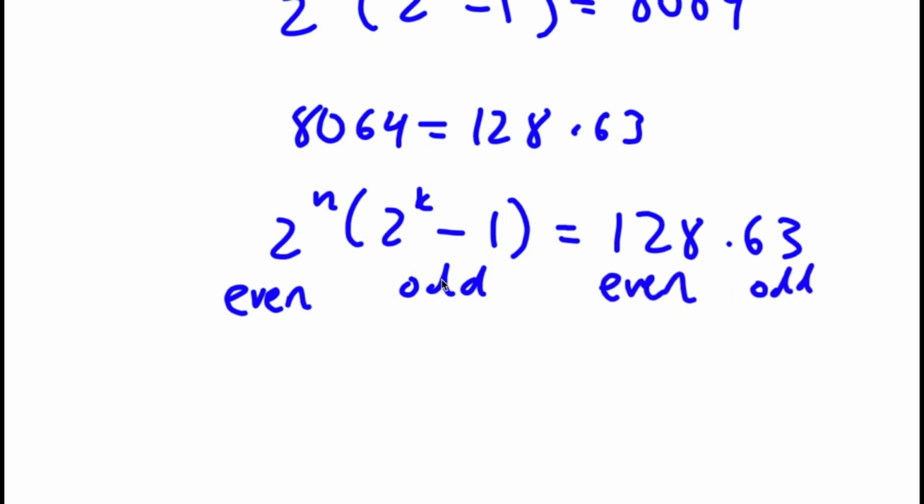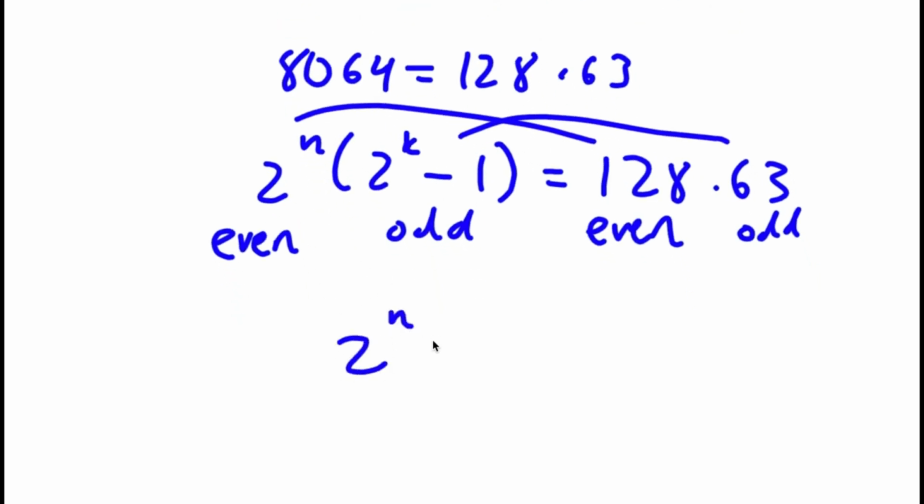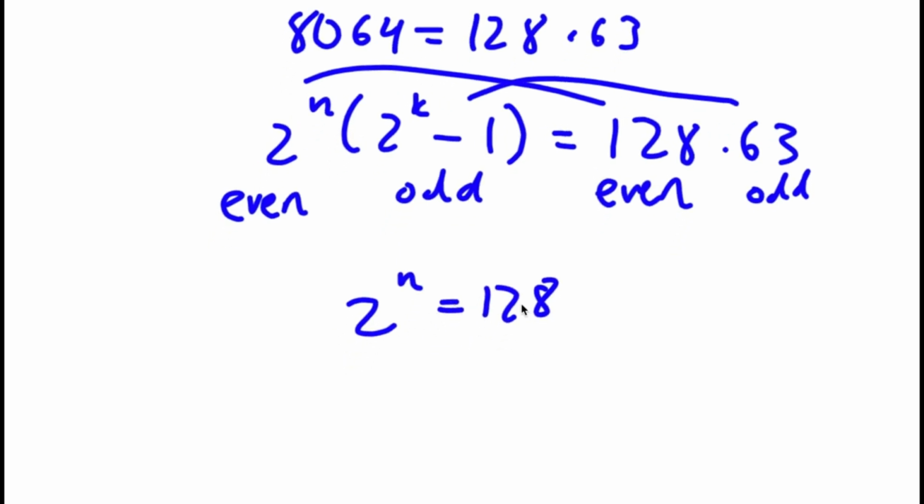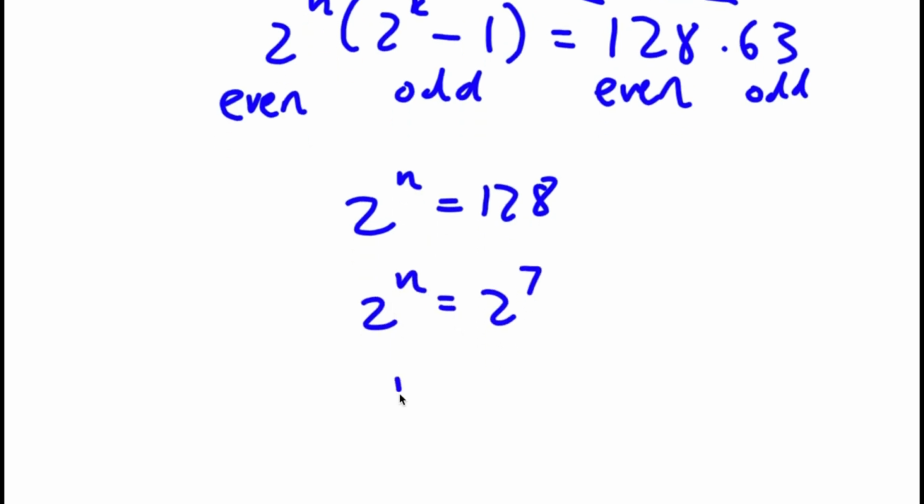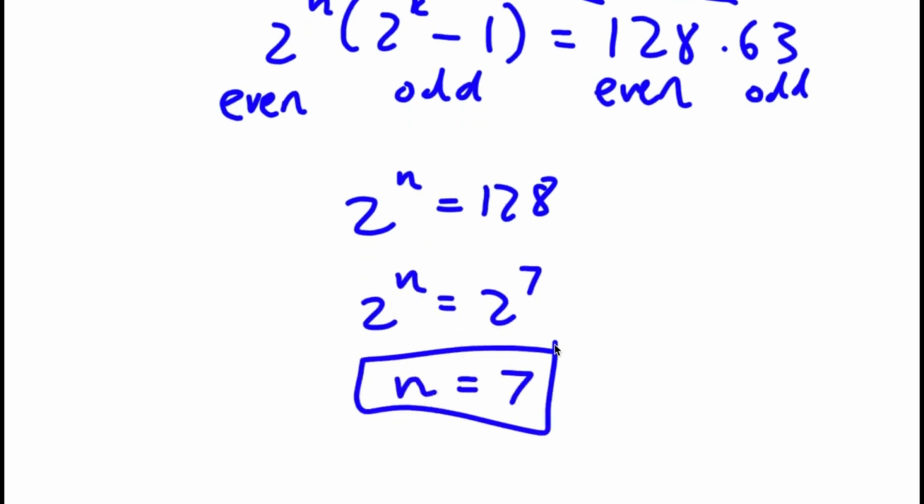So now, meaning I can simply set the evens equal to each other, and I can set the odds equal to each other. So 2 to the power of n, this is equal to 128. So let's first go ahead and solve this. If 2 to the power of n is equal to 128, well, 128, that's the same thing as 2 to the power of 7. So I have 2 to the power of n equal to 2 to the power of 7, and this means that n is equal to 7.